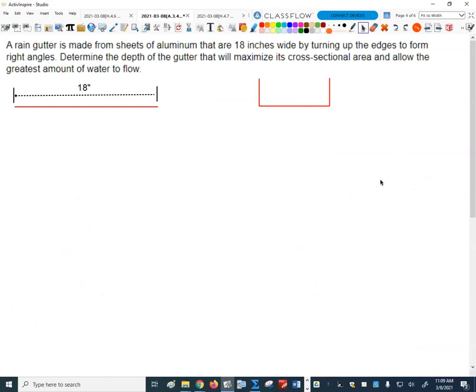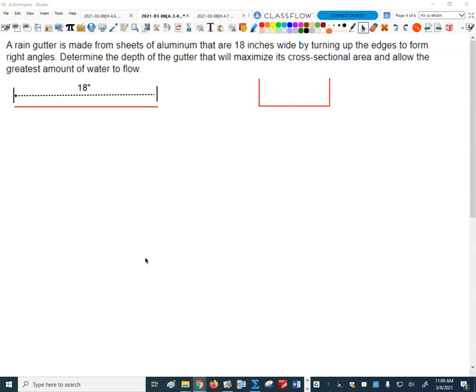Another example here. Okay, this time, what are we trying to do here? We're trying to make a rain gutter, right? So we make rain gutters out of sheets of aluminum, long rectangular sheets of aluminum, and then we just bend up the edges to make a trough. That's all we do, right?